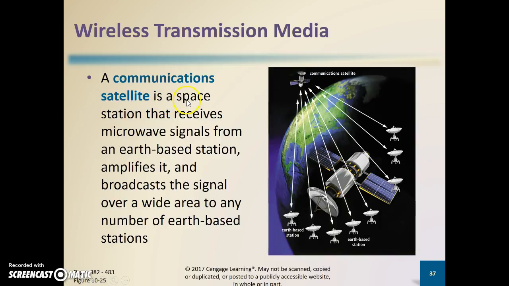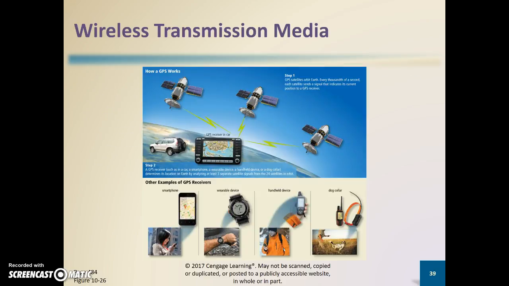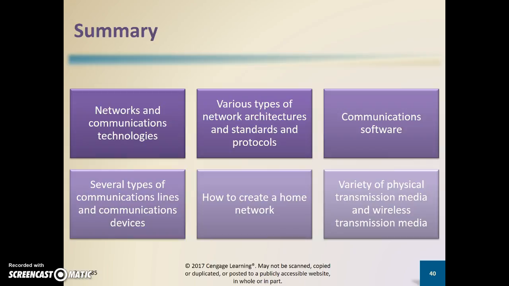Then we have the communication satellite. It's a space station that receives microwave signals from Earth base station and amplifies it, and it broadcasts the signal over a wide area to any number of Earth-based stations. Then you have your GPS, your global positioning system, which I'm sure most of you are very familiar with. The satellite that transmits a person's physical location. And that concludes Chapter 10 of the concepts.